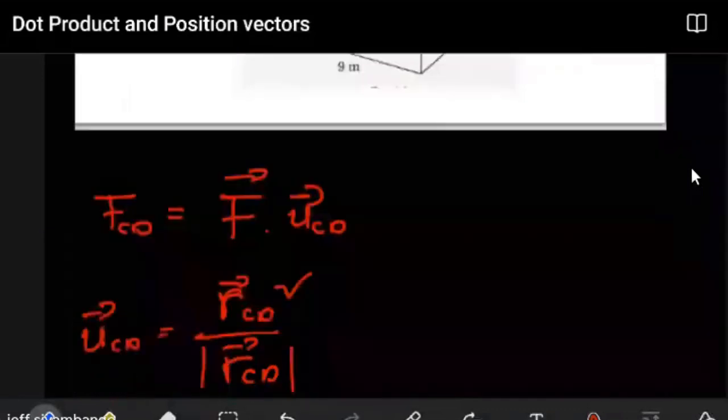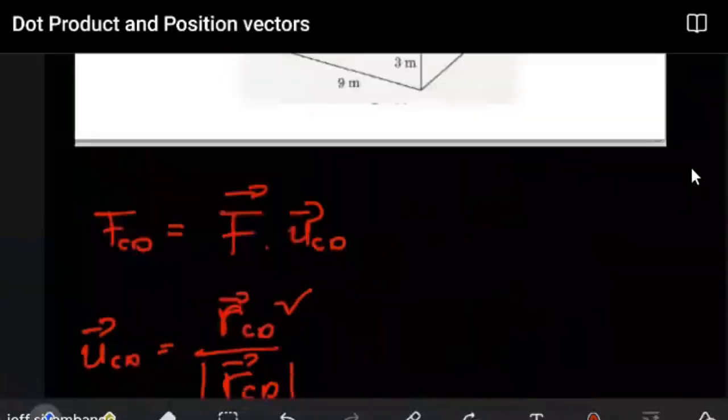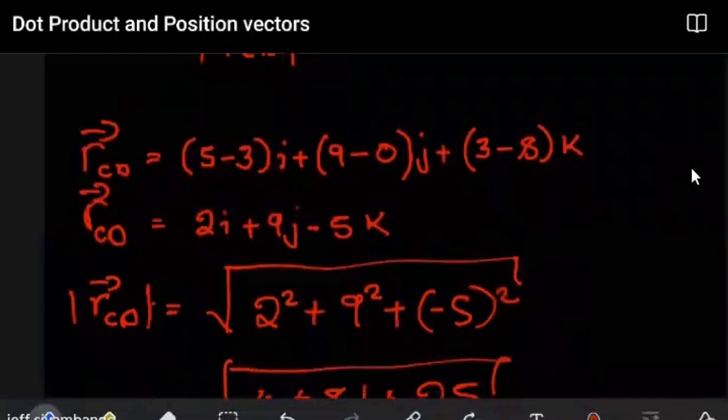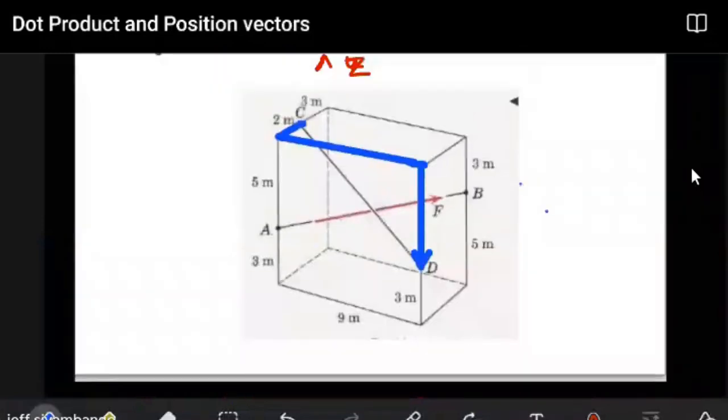Is it what we had? Where is it? RCB. Yes, 9 and then minus 5. Yes, that's what we had. So this is okay. And then the other one. So this is fine. We have 2 positive, 9 positive, minus 5 negative. So that's okay.